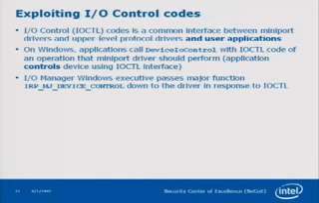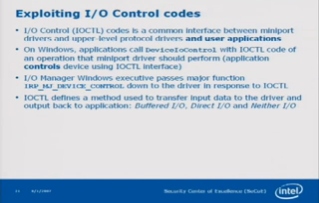The IO Manager, the Windows Executive, passes the major function device control down to the driver in response to this code received. The IO control code defines a method used to transfer input data to the driver and output data from the driver back to the application. The methods are buffered IO, direct IO, and neither IO. And actually, the vulnerabilities may be common to all of these data transfer methods, but also may differ significantly from one method to another.